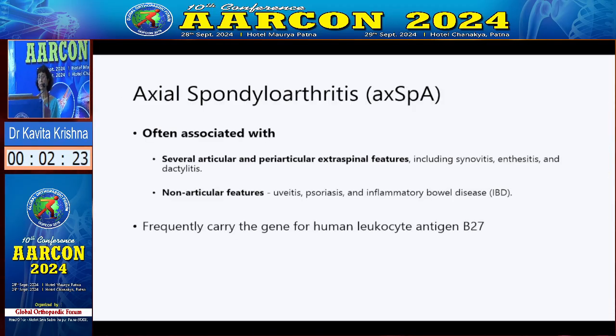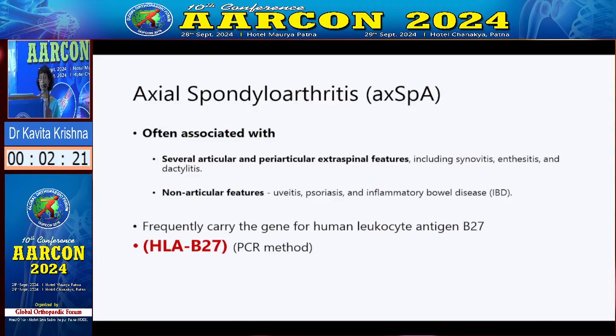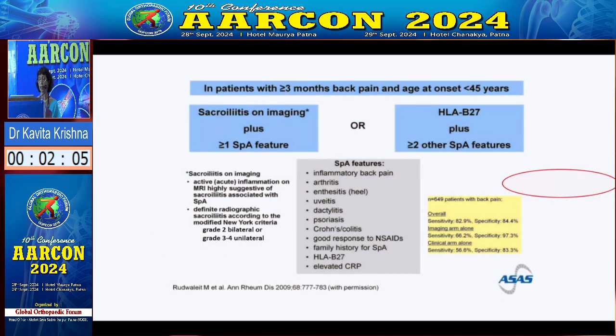Also, the other thing is that there could be non-articular features, as I said, uveitis, psoriasis, etc. One needs to remember that HLA-B27 should be done by the PCR method, because flow cytometry, often done in many labs, is not adequate and you may need to repeat it. So though expensive, insist on a PCR method right from the beginning.